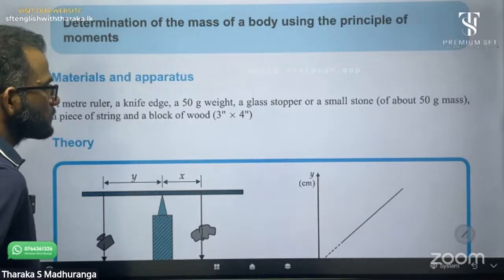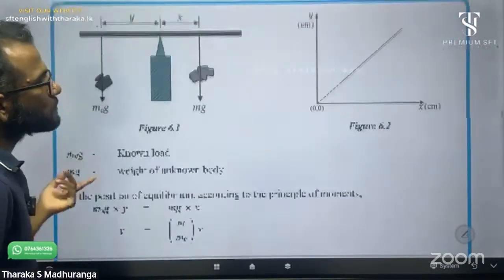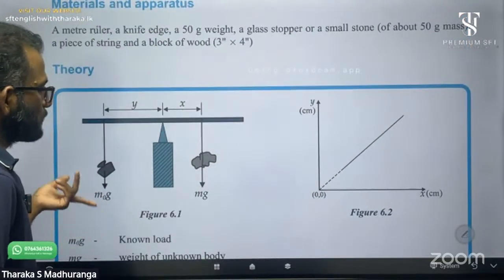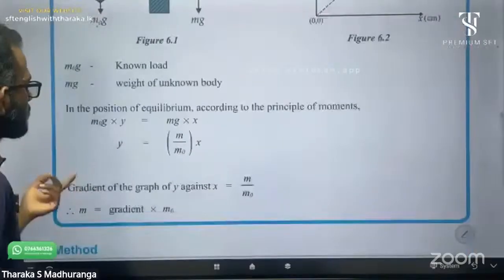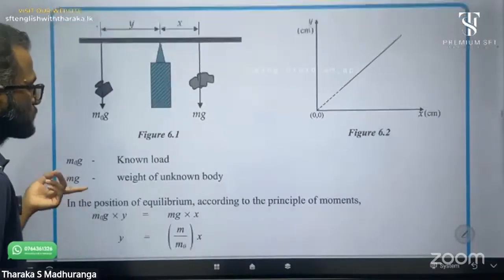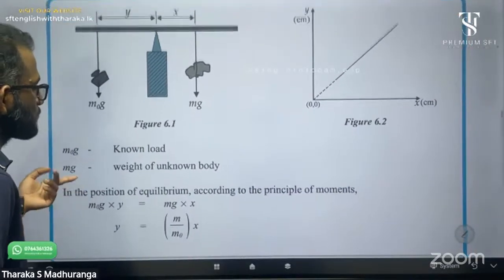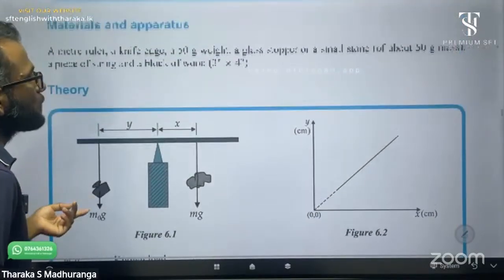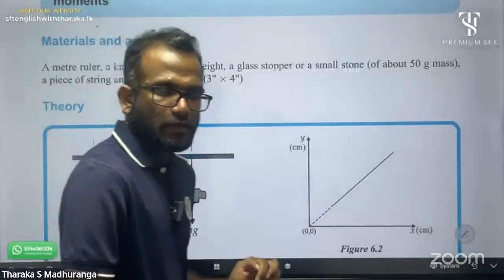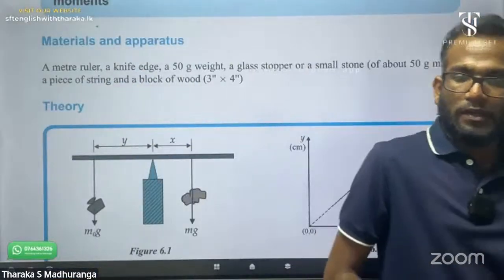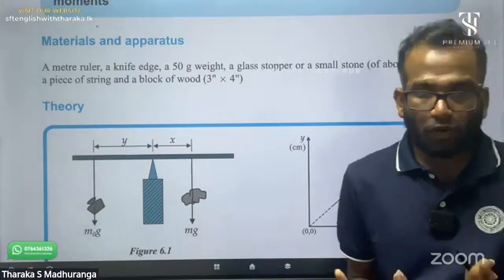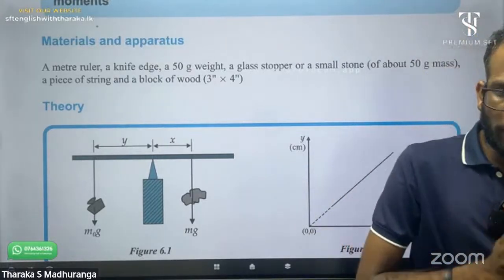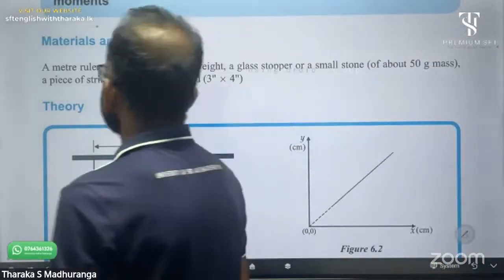You know, if you have any balanced object, its clockwise moment of force equals the anti-clockwise moment of force. In theory class, we already discussed that.